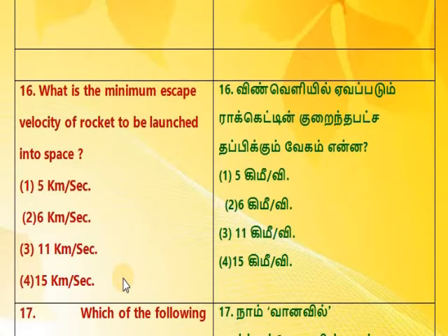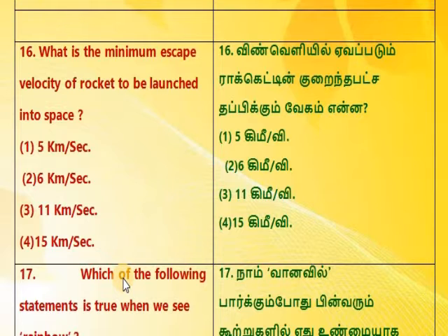16. What is the minimum escape velocity of a rocket to be launched into space? 1. 5 km/s. 2. 6 km/s. 3. 11 km/s. 4. 15 km/s.